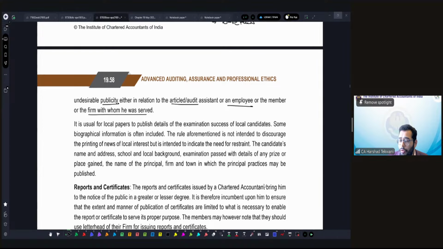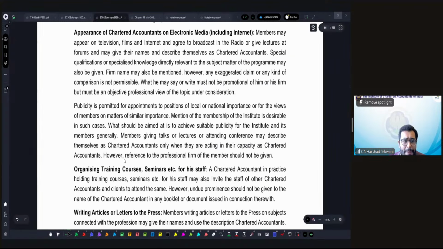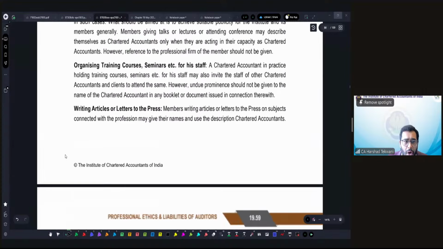Okay. So if you have achieved a rank, or if you have achieved good success in the exam, fine, the local newspaper does publish that. But it should not be in the nature of publicity. Now your name, address, school, local background, examination passed, a few details can be there, that is fine. A few details can be there, that he was working here, fine, not in the nature of publicity. Again, appearance in the electronic media including internet, we have already discussed in clause 6. Organizing training courses and seminars, again we have discussed that in clause 6.